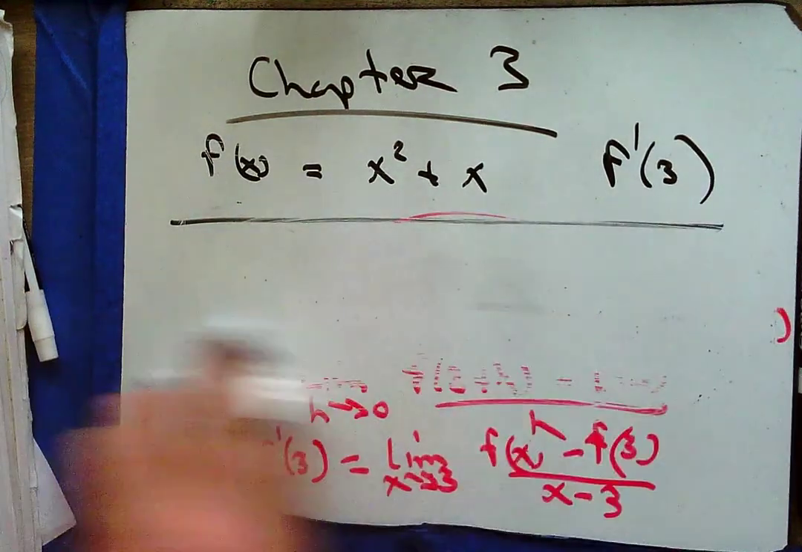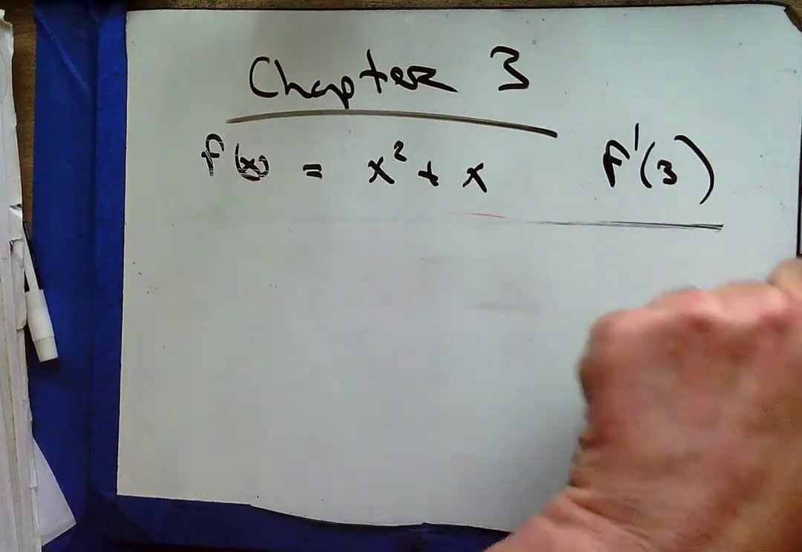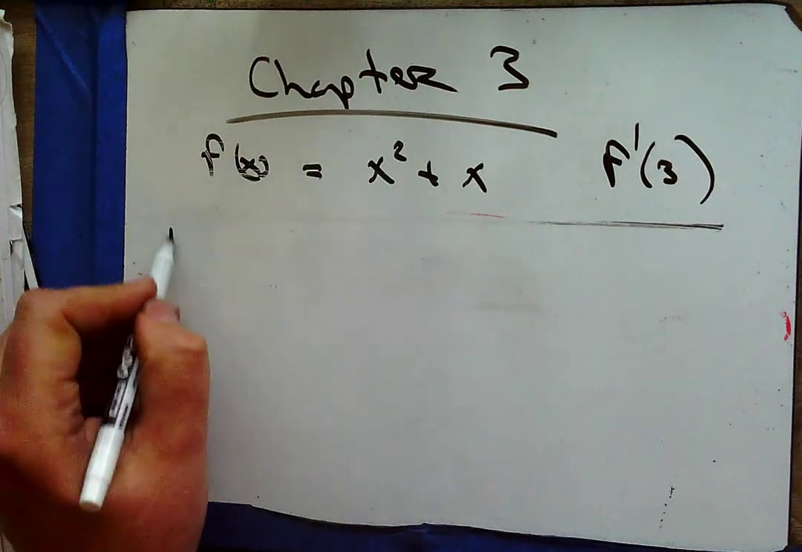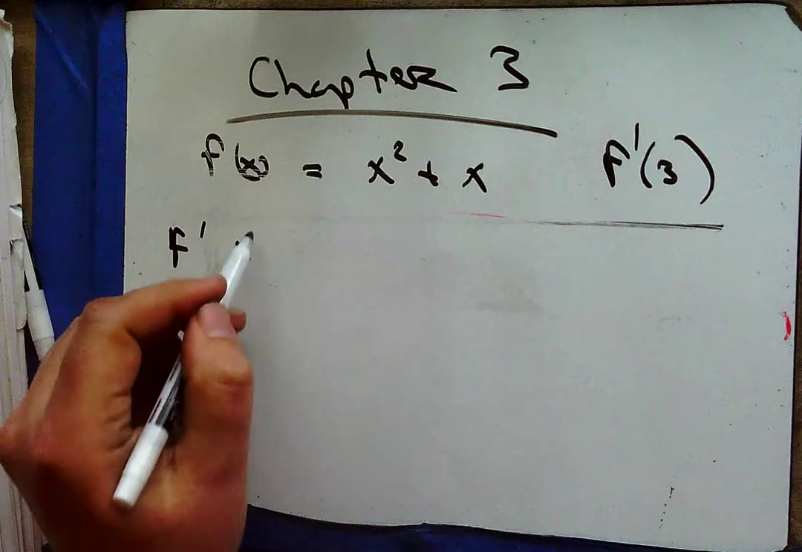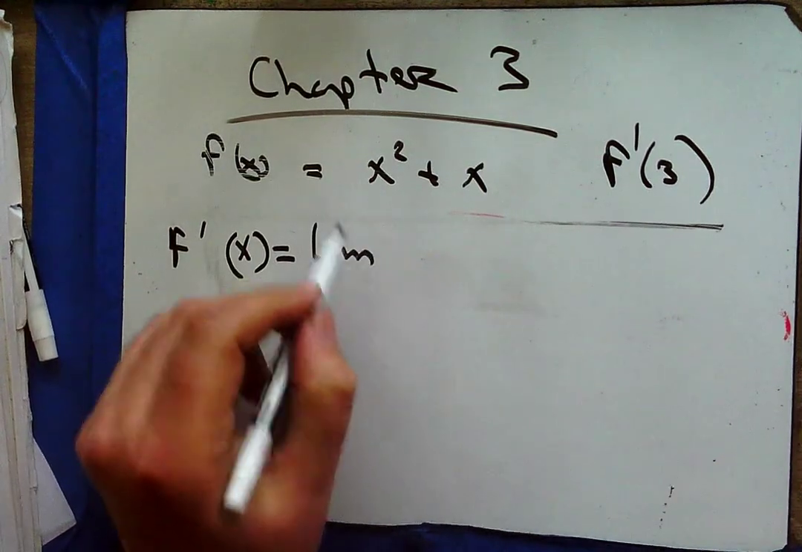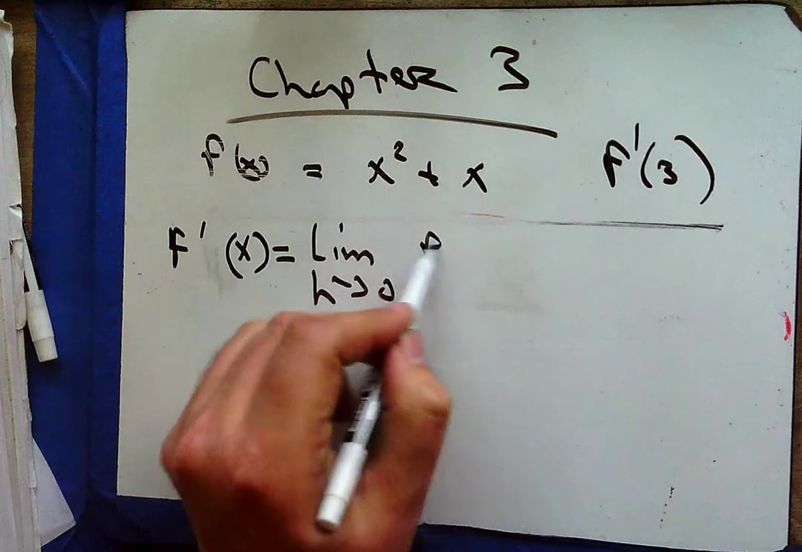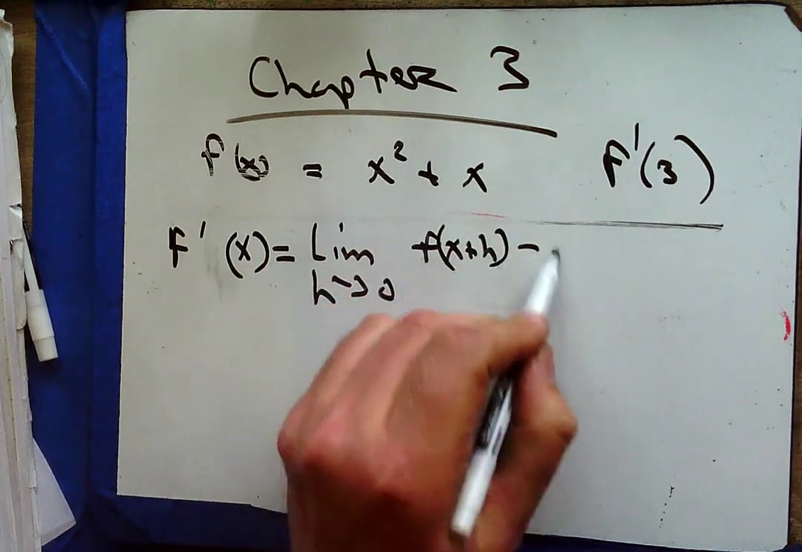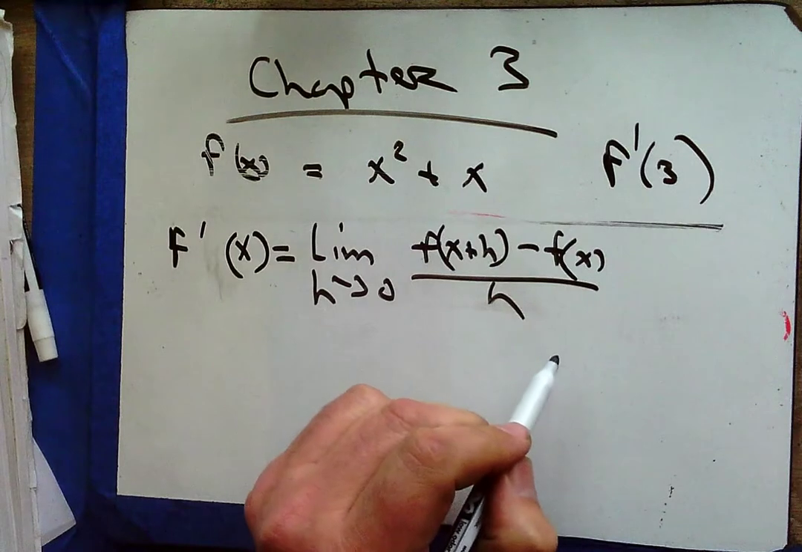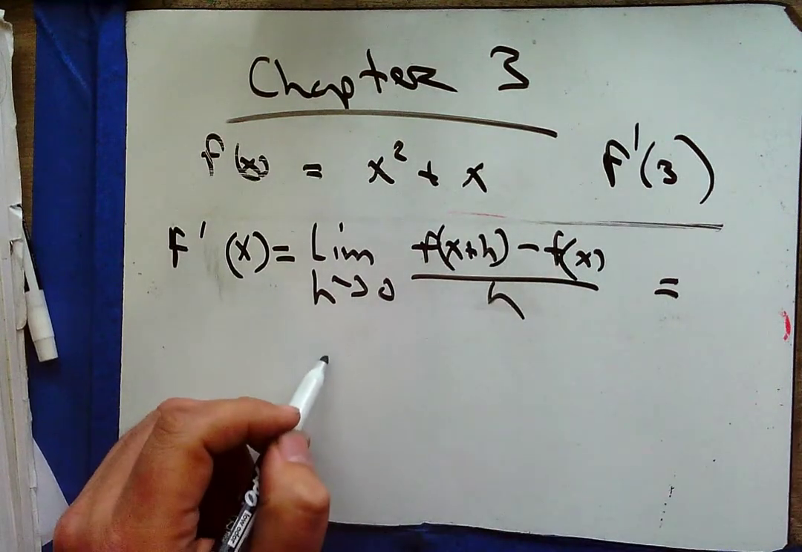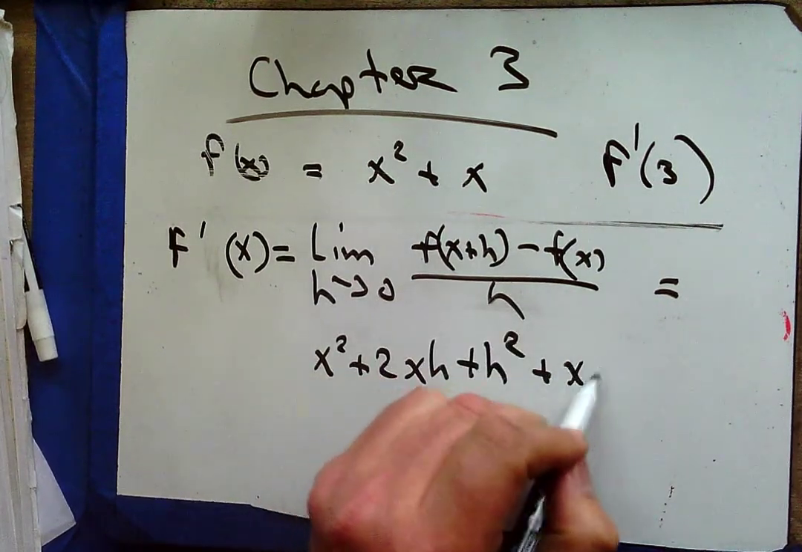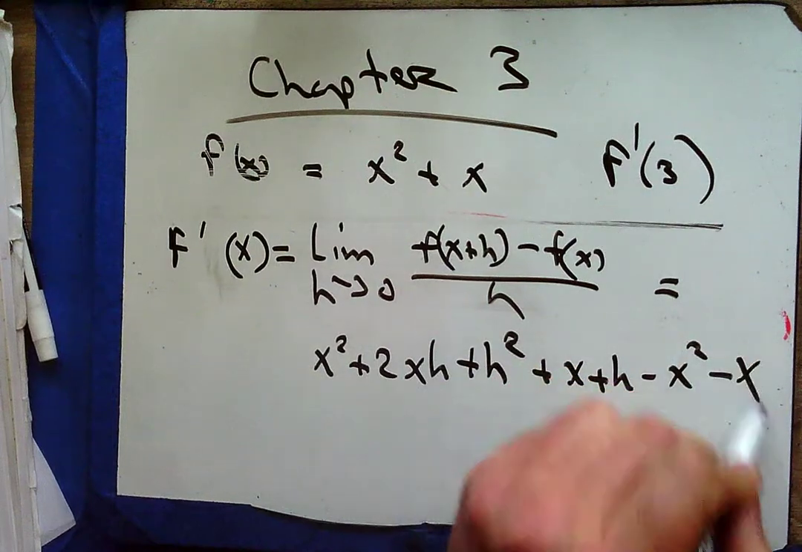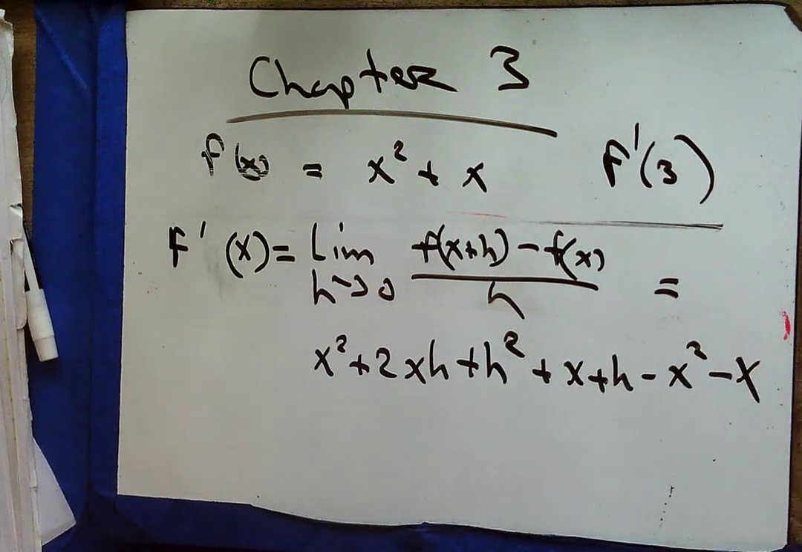Okay, so here's the next student. The next student has written this. They have said f prime of x equals the limit as h heads to 0 of f of x plus h minus f of x over h. And then they say that's equal to x squared plus 2xh plus h squared plus h minus x squared minus x. All right, and that's all I write.